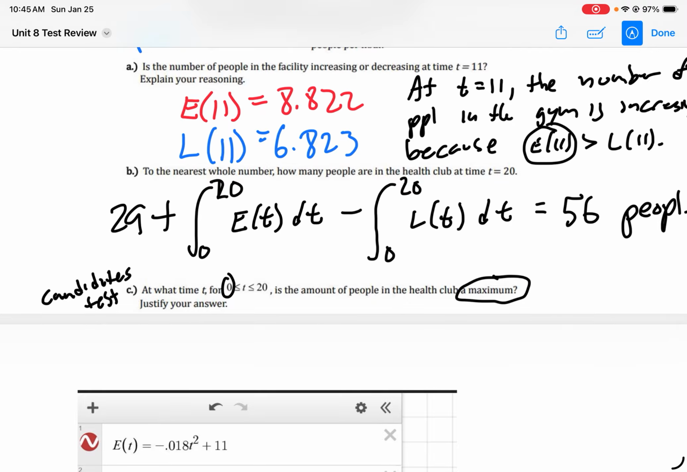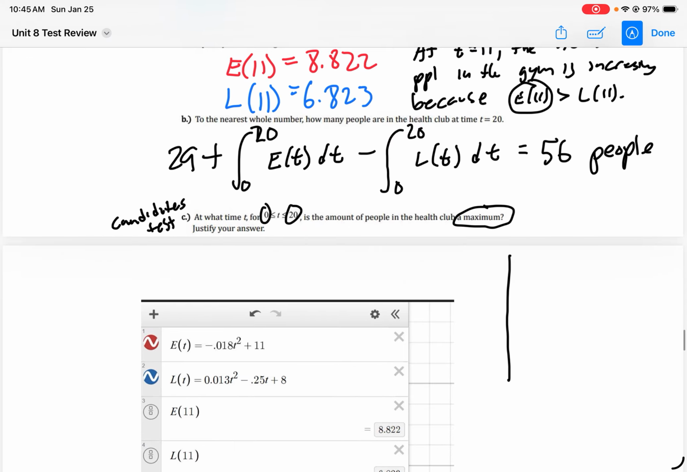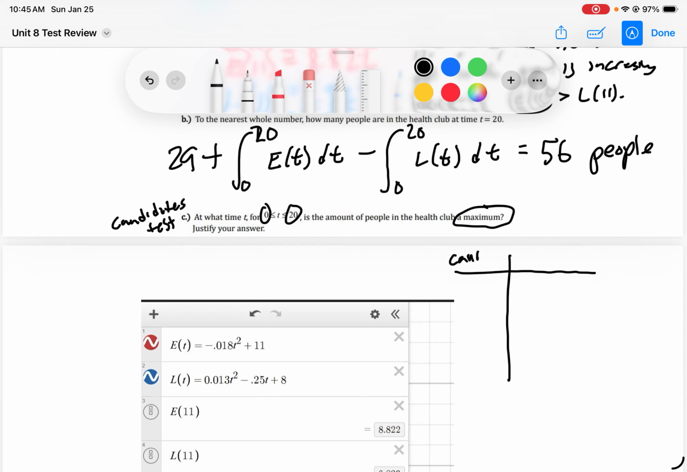So the endpoints are 0 and 20. Those are 2 candidates. So I'm going to get in the habit of always writing out a table. I think it's helpful. I'm going to write out candidates, and then in this right column, it's a function value. But it's the function value of what? The amount of people. Nowhere in this problem did they tell us what the function is called, the amount of people function. So we're just going to call it A of t.